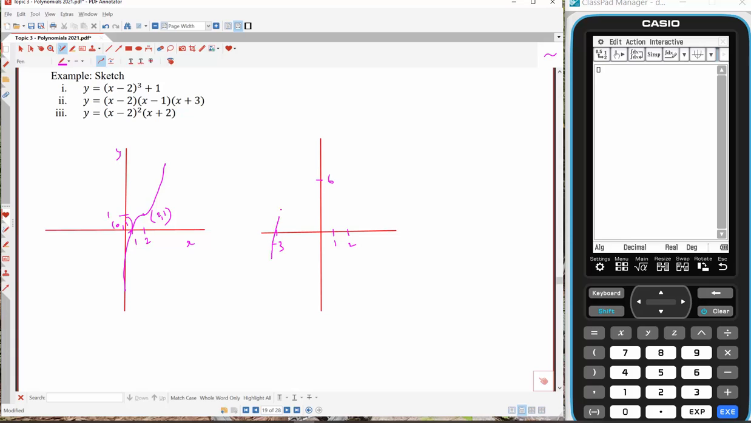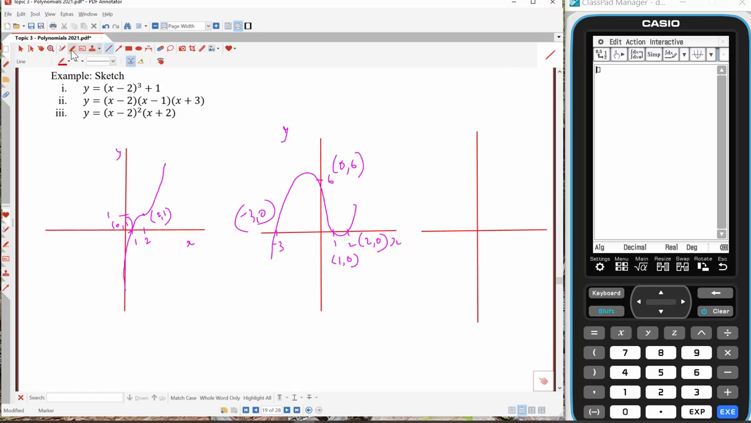All right, let's do it. X, y, 0, 6, negative 3, 0, 1, 0, and 2, 0. All right, the last one is that, so it's 2 and it's negative 2, and the y-intercept 0 to 4, 4 2s are 8, somewhere up there.